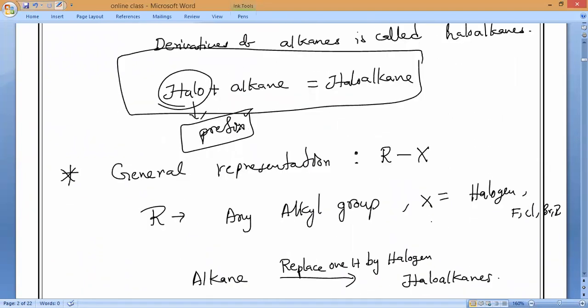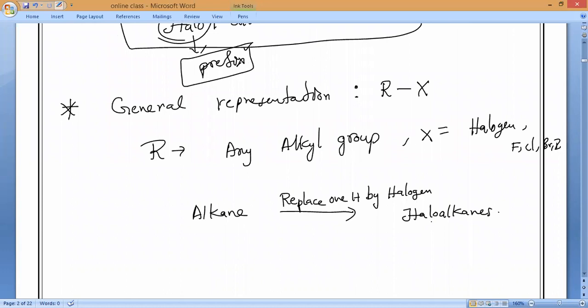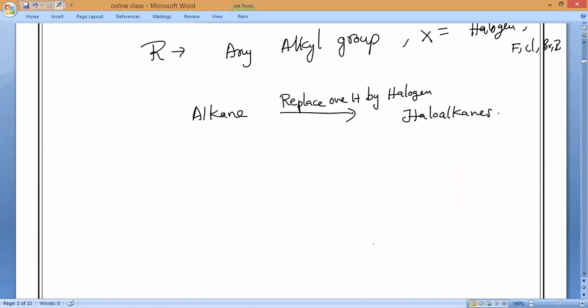So if we take the first compound, which is well known to us, the simplest one. What is the simplest alkane, everybody? Methane, CH4. Tell me the structure, all of you: C, and here H, and here H, and here H, and here also H. Now, one hydrogen I will replace. If I remove one hydrogen, it will turn into an alkyl group.